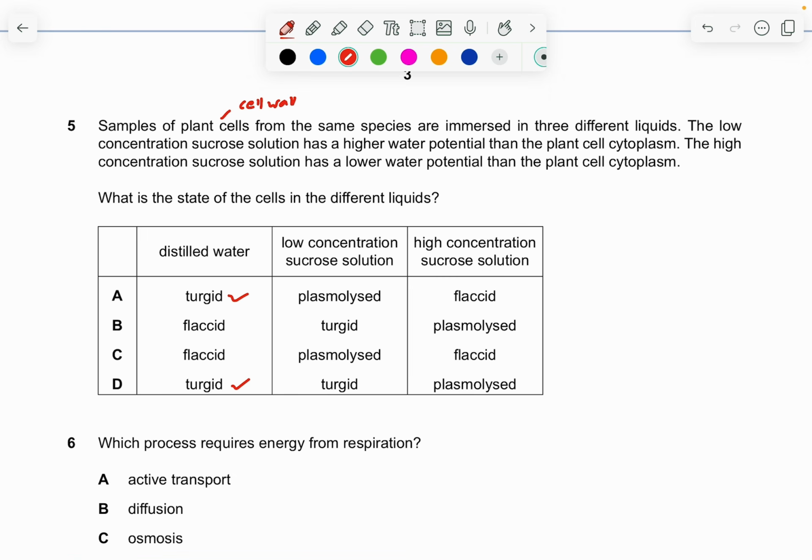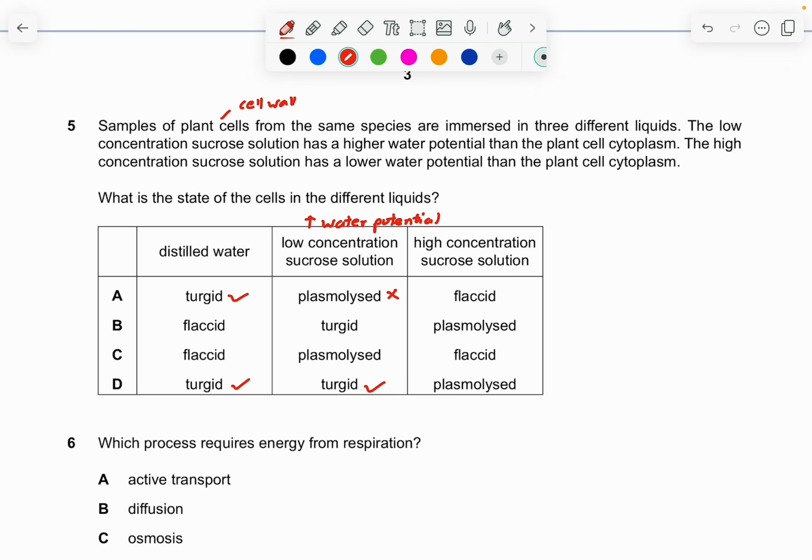Now, they have asked you for low concentration of sucrose solution. Low concentration solution means that outside, meaning the solution itself, has higher water potential. And for water to enter, it has to enter by osmosis from higher water potential to low water potential. So going into the plant cell, there will be more water entering. So it will become turgid, same as distilled water.